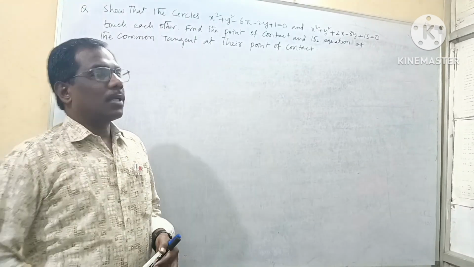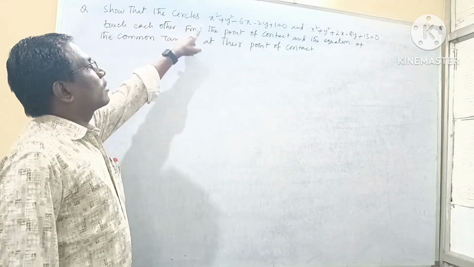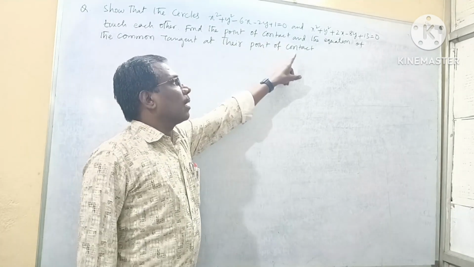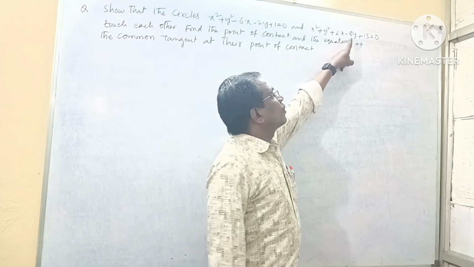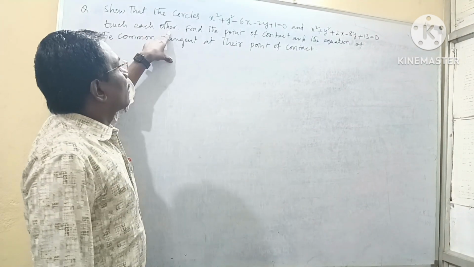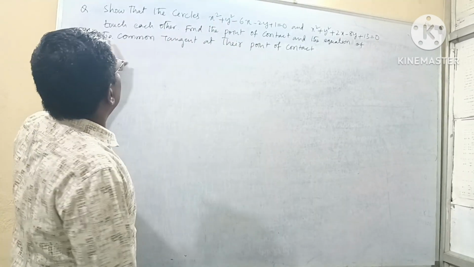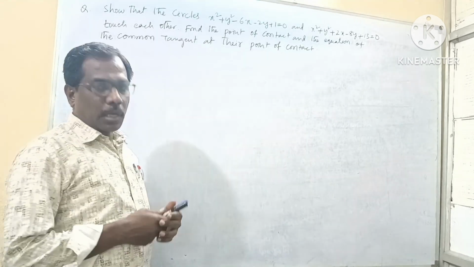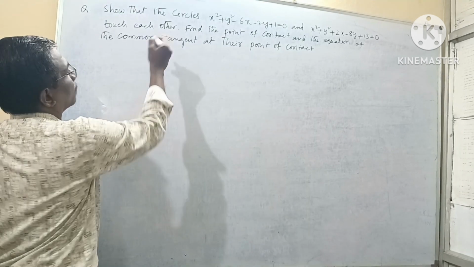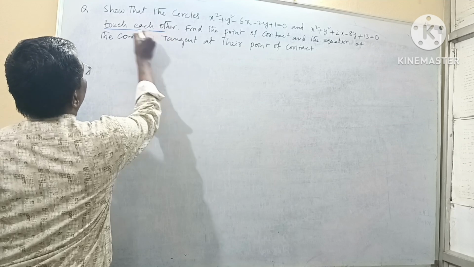So once we read the question: show that the circles x square plus y square minus 6x minus 2y plus 1 equals 0 and x square plus y square plus 2x minus 8y plus 13 equals 0 touch each other. Find the point of contact and the equation of common tangent and their point of contact. So here, the given two circles touch each other.